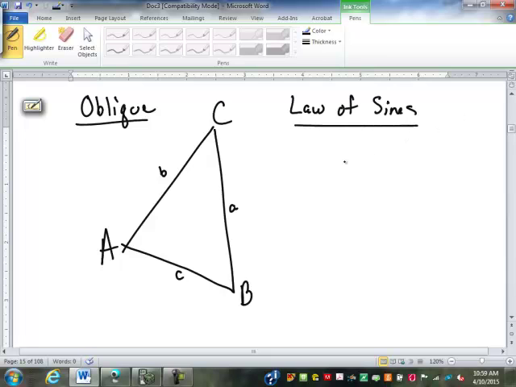The law of sines states that the ratio between the length of a side and the sine of its opposite angle is a constant within a single triangle. Some books will put the sine on top and the length of the side on bottom, and some books do it the other way. I always like to put the length of the side on top. So the length of side A over the sine of angle A is a constant for the triangle. The length of side B over the sine of angle B is the same ratio, and the length of side C over the sine of angle C is also the same ratio.